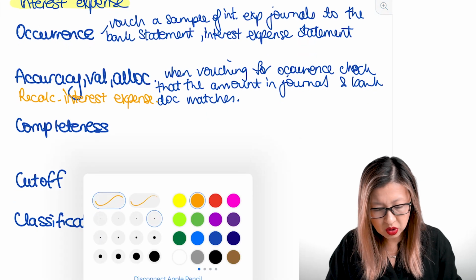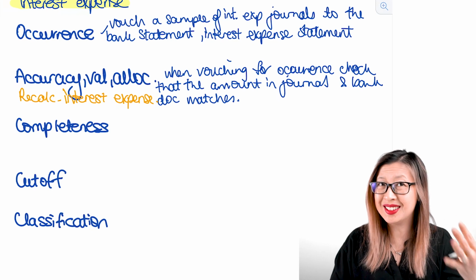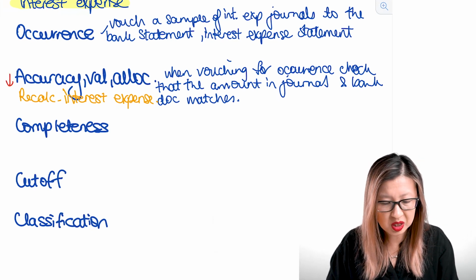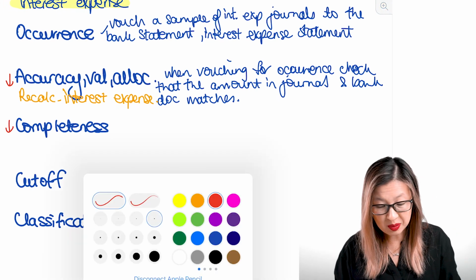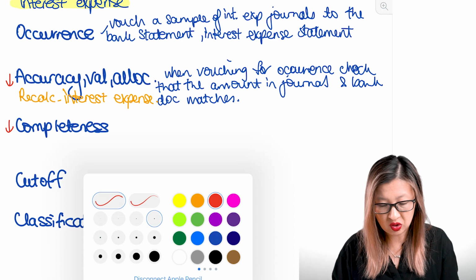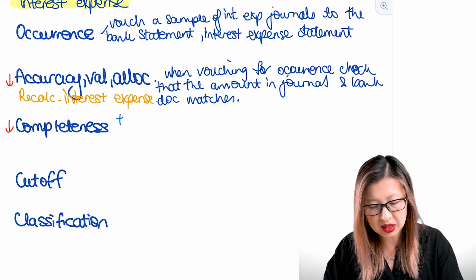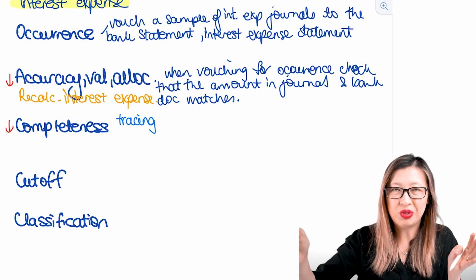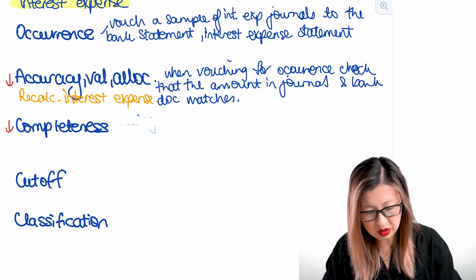Now remember, of course, that in this instance, companies are probably trying to understate their expenses. So they're probably trying to make the interest expense look lower by potentially underreporting the amount, or perhaps not even recording the journal entries at all. So here, with completeness, we know that tracing is a good option. And remember, tracing is starting at the beginning, moving forward in time. So rather than write tracing, I'm going to rewrite that there.